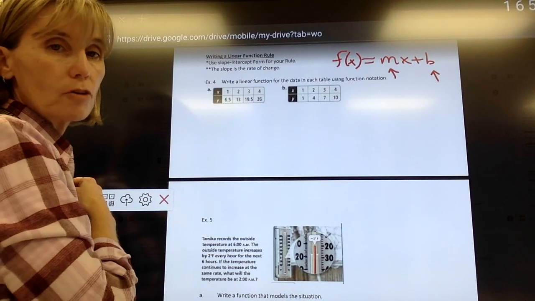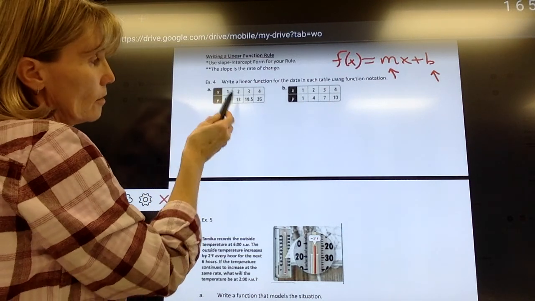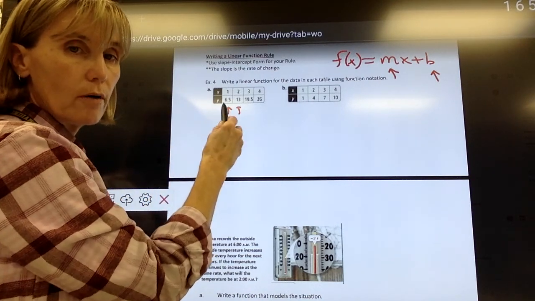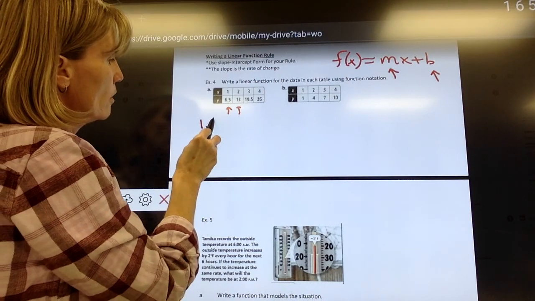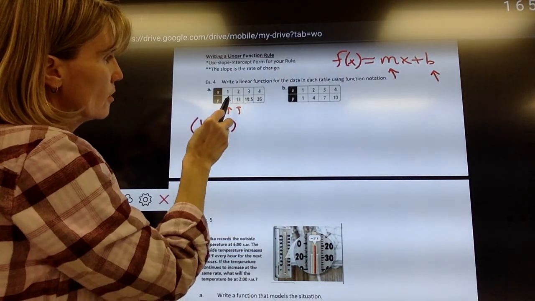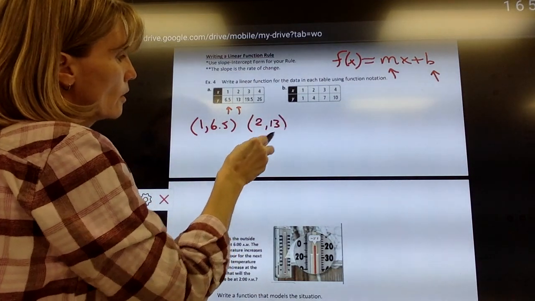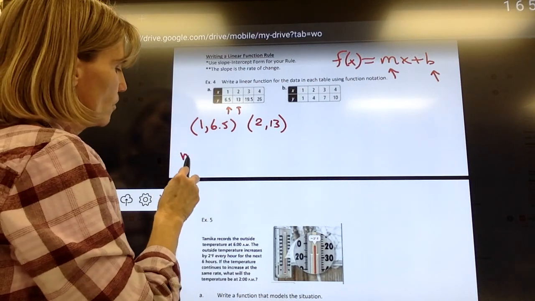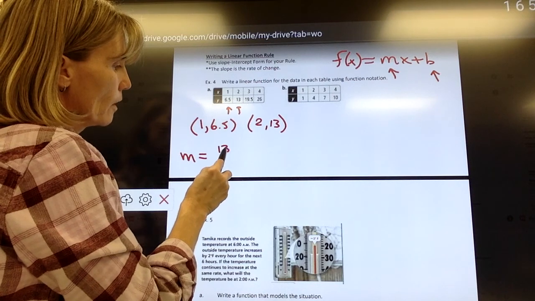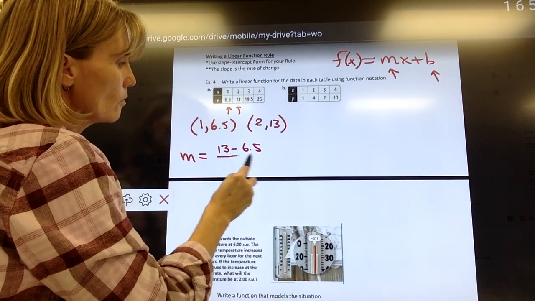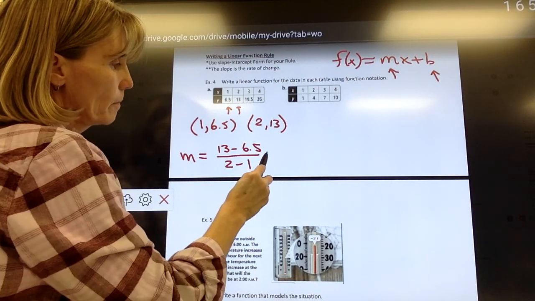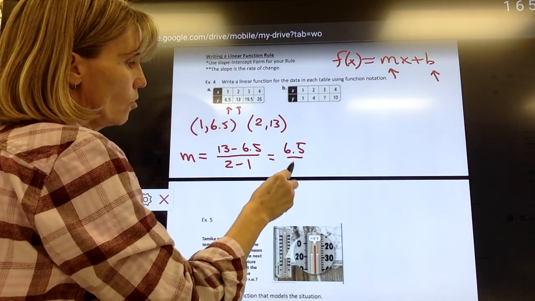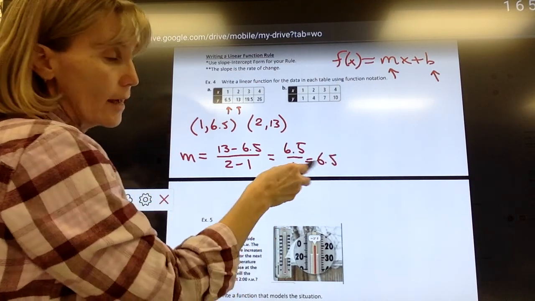And all you need to do is pick out 2 points out of this table. So I'm just going to use the first 2 points. You don't have to use the first 2 points. You could use any 2 of those points. But I'm going to say one point is (1, 6.5), and the other point I'm going to use is (2, 13). Just like from topic 2, how would you go about finding the slope given those 2 points? Well, we still find slope the same way. Take y2, and we subtract y1. We divide it by x2 minus x1. 13 minus 6.5 is 6.5 over 1, which is just 6.5. So that is your slope.